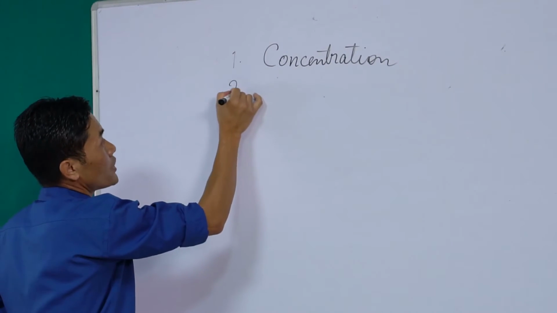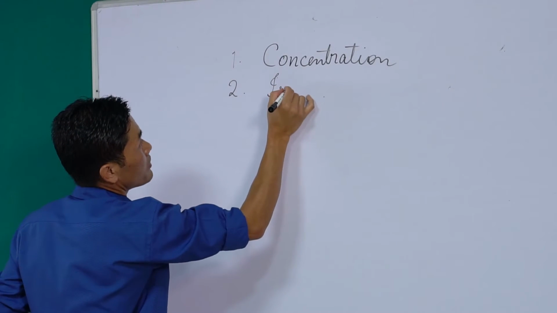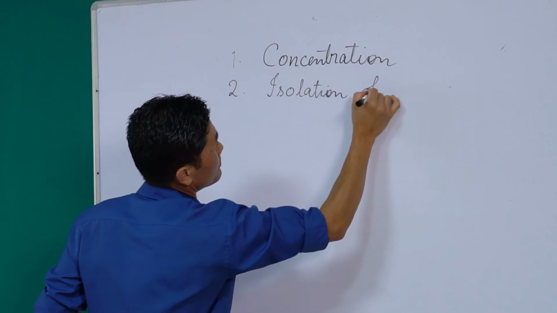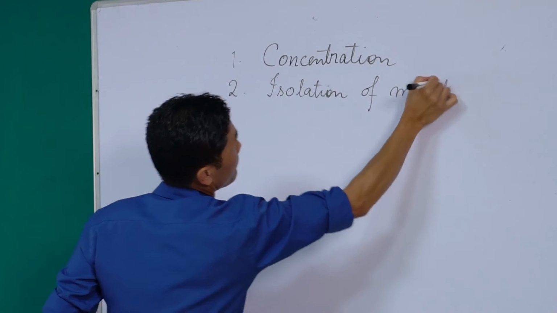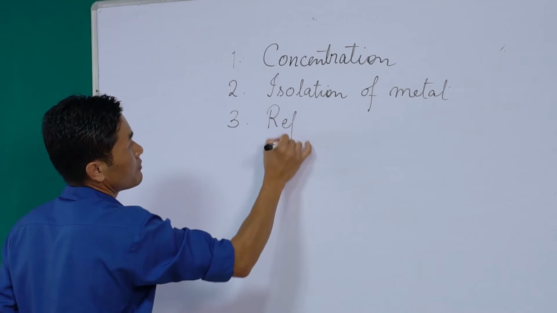Then we have the second step, which is called isolation of the metal. Then we have the third step, which is called refining.